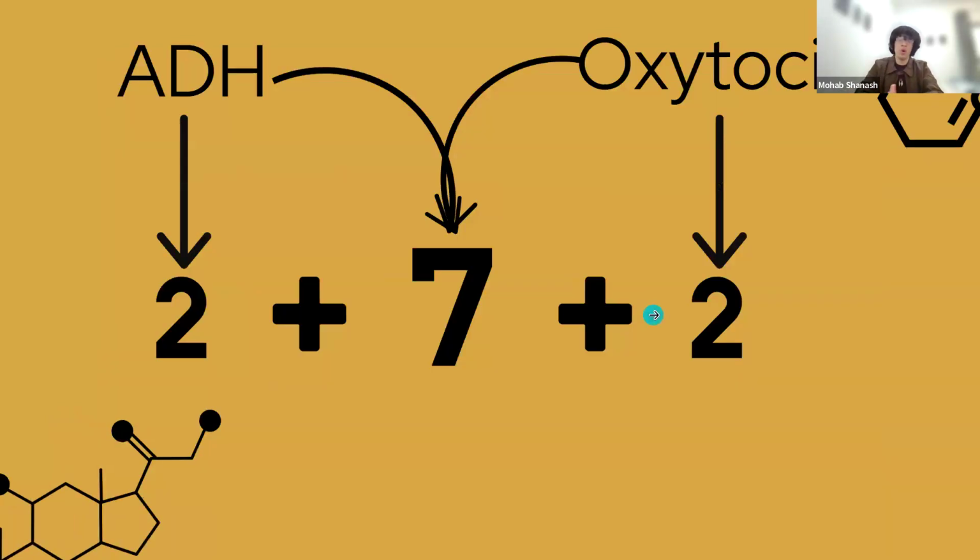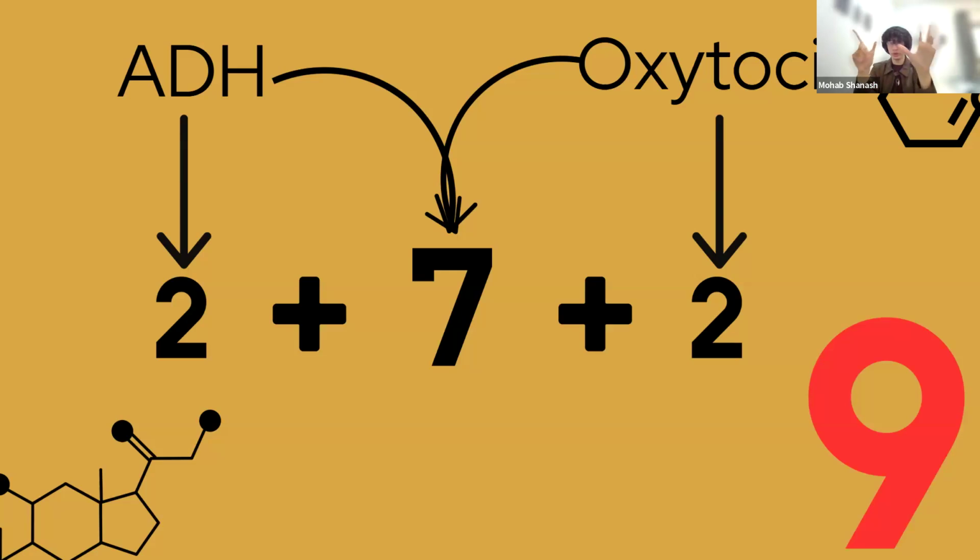Then, what are the hormones that get released? You have your antidiuretic hormone and you have your oxytocin. They are very similar. They are composed of 9 amino acids. These 9 amino acids have 7 in common and 2 distinct. So ADH and oxytocin: 7 common, 2 distinct.